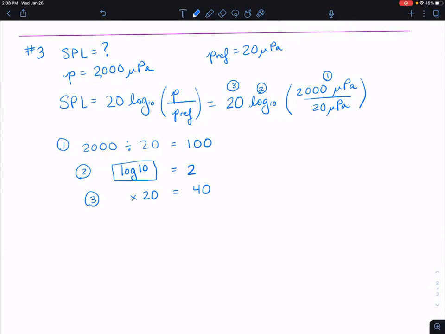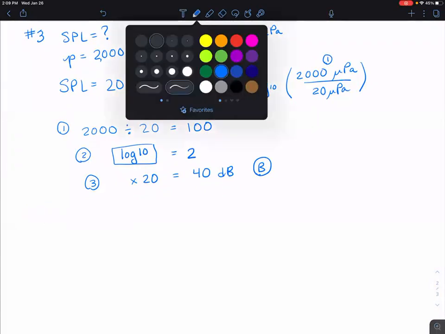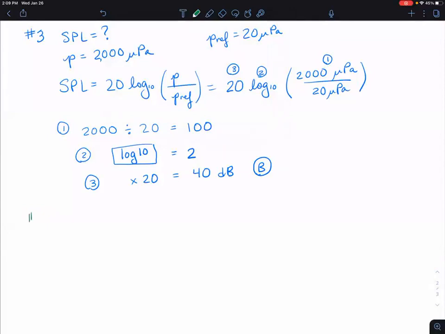Okay, so that is 40, and the units on that are decibels, so that would give us answer B on the handout. Okay, number 4 now is going to use the equation where we go backwards. I'm going to change color here just to keep them a little more visually separate.